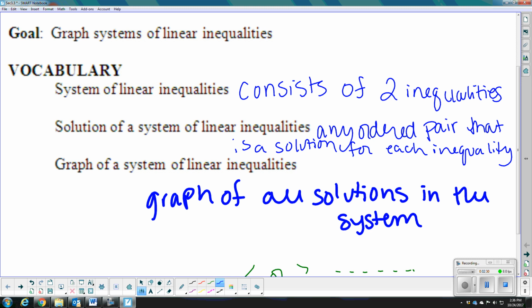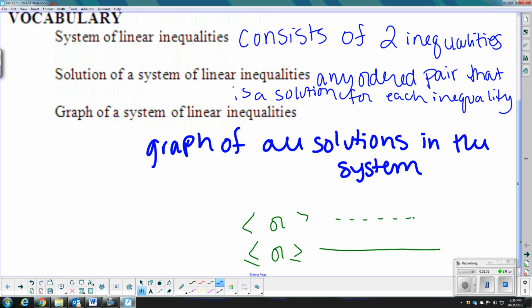And then just as a side note, remember that if you're using less than or greater than, you're using the dotted line. And if you're using less than or equal to or greater than or equal to, you use a solid line.